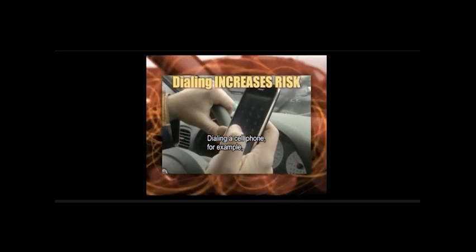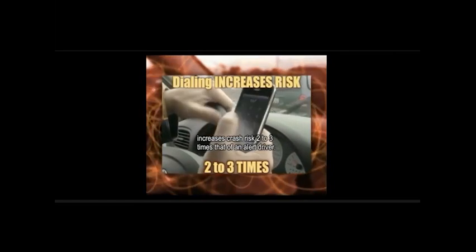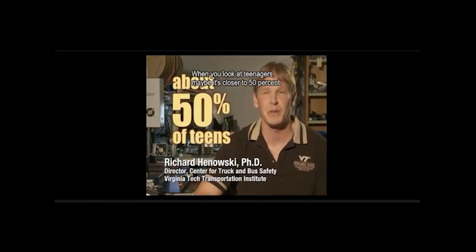Dialing a cell phone, for example, increases crash risk 2 to 3 times that of an alert driver. And texting, which is one of the worst things that we've ever found, increases crash risk by 23 times that of an alert driver. 1 in 4 Americans will admit to texting. When you look at teenagers, maybe it's closer to 50%.